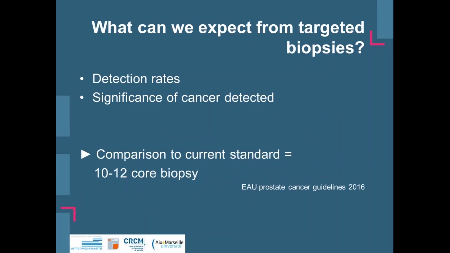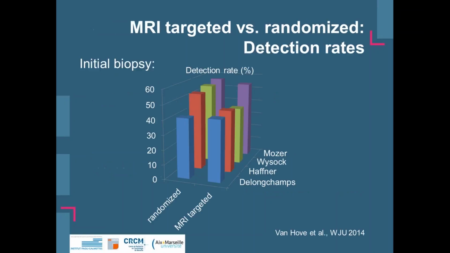At the end, I would just like to have a short look at what we can expect from targeted biopsies, at the detection rates and the significance of cancers we might find or not find. When you look at the detection rates, we need to differentiate the initial biopsy from the repeat biopsy, and these here are only studies that systematically compare a targeted biopsy with a randomized biopsy in the same patient done at the same time point. If you look at the initial biopsy, you see that the randomized biopsy had a higher detection rate than the MR-targeted biopsy, meaning that if you would only do the MR-targeted biopsy, you would miss quite a number of prostate cancer cases.